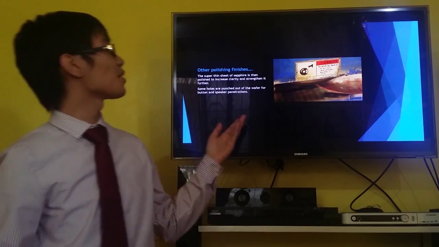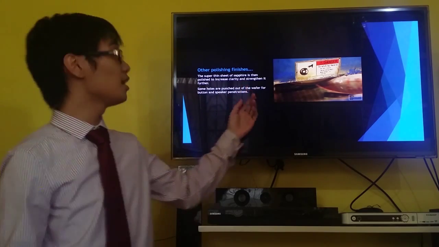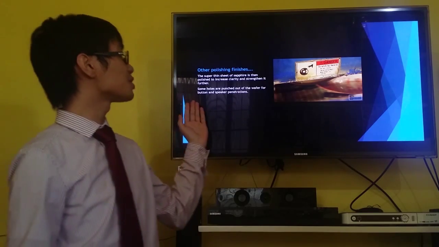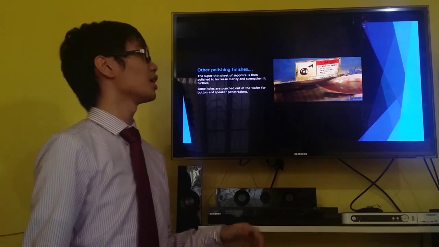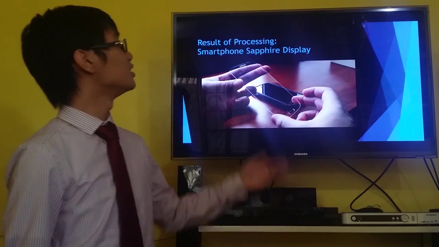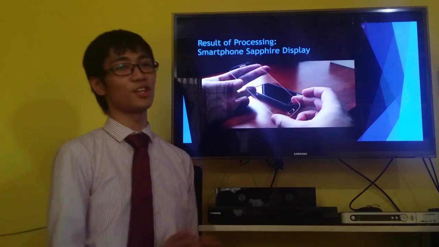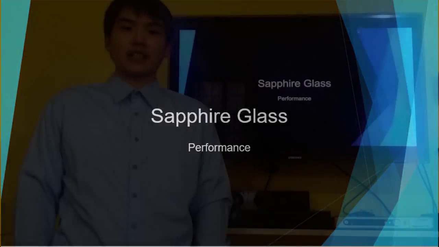The super thin sheet of sapphire is then polished to increase clarity and strengthen it further. Some holes are punched out of the wafer for buttons and speaker penetrations. And the end product is this, the smartphone display.